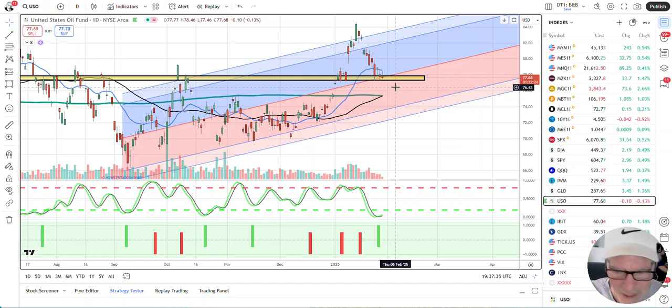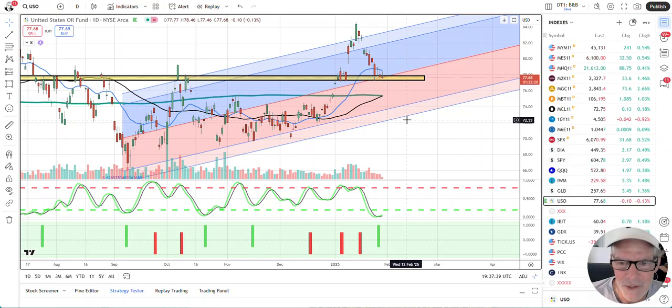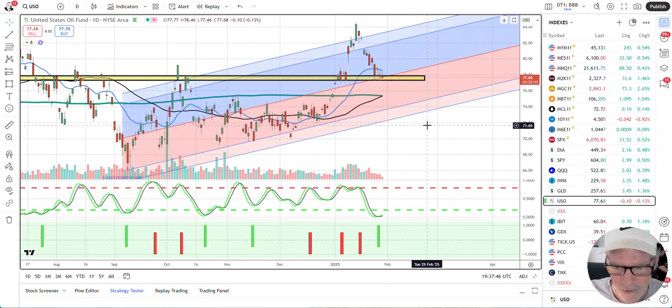midline of the LRC, former resistance, now support, with oversold stochastics flashing a buy signal. And now my new toy is also flashing a buy signal. So we went long oil this morning, and it hasn't worked out yet for us. It got off to a good start, and then it was all downhill from there. Oil's been a difficult trade.